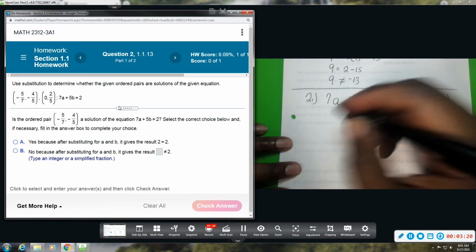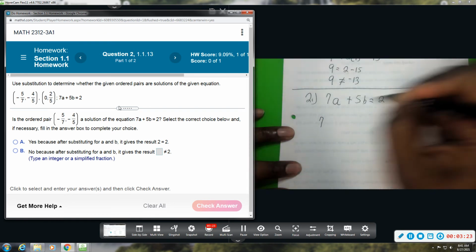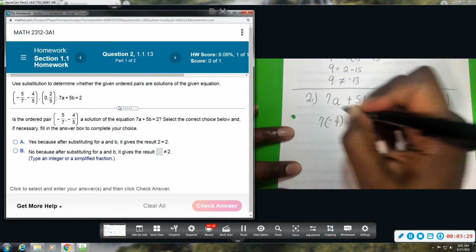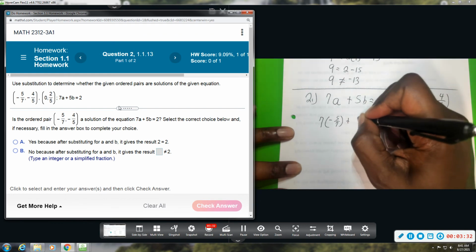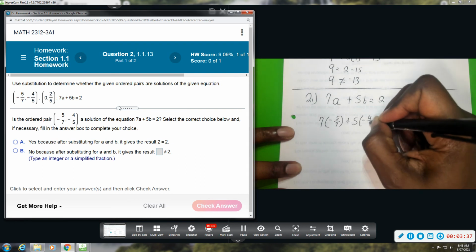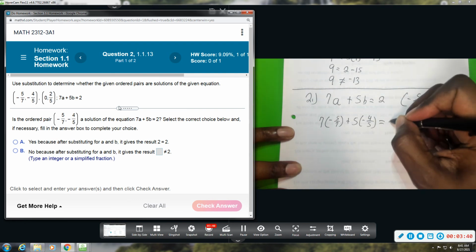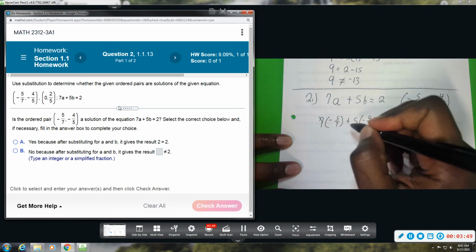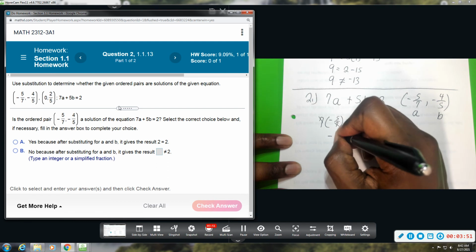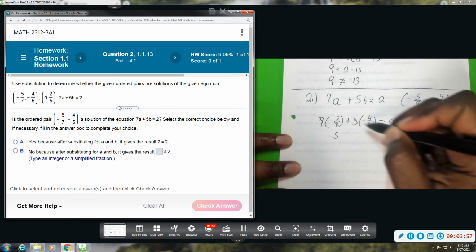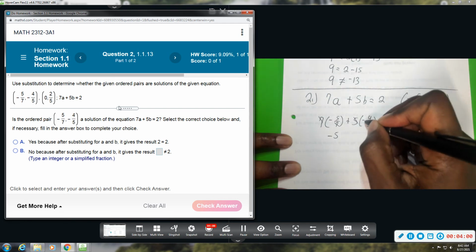So we're going to plug these points in. We have 7 times negative 5/7, plugging that in for A, plus 5 times the B value, which was negative 4/5, and then we have equals 2. So we just plugged in the A and B. So what happens? We're multiplying and dividing by 7, so we can just cancel out the 7 here, and we bring down our negative 5. And then over here, we're also multiplying this by 5, but we're dividing by 5. Multiplication and division are opposites, so I'm going to bring down a negative 4.